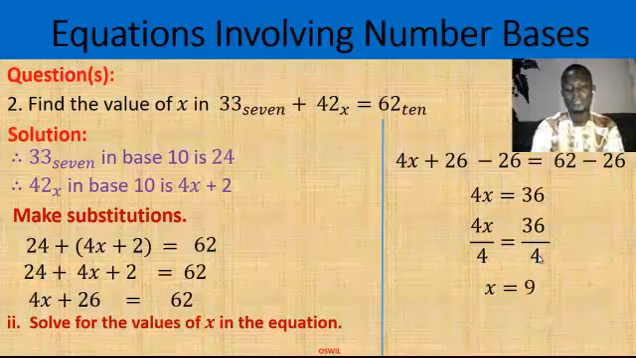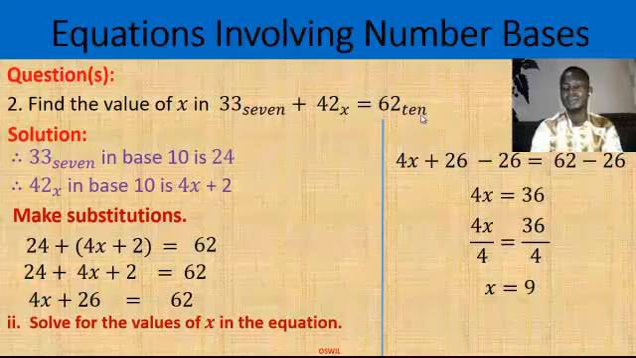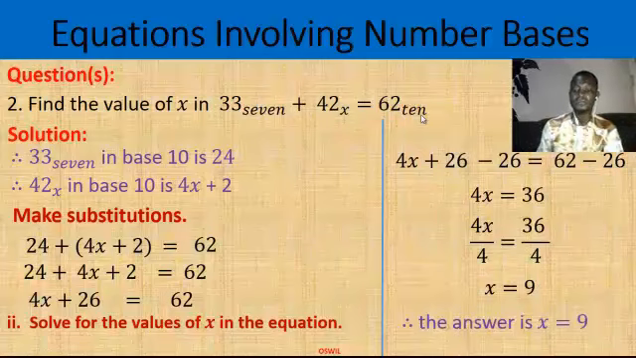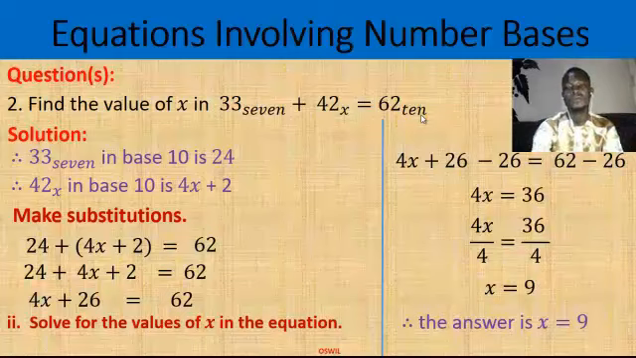So x equals 9. After getting this answer, if you want to find out if your answer is correct, go back to the original equation. 3 base 7 plus 4 2, then you substitute 9 here. 4 2 base 9. Then you work with the left-hand side to find out if it will give you 62 or 62 base 10. Then your answer is correct. Therefore, in all, the answer to the question is x equals 9.